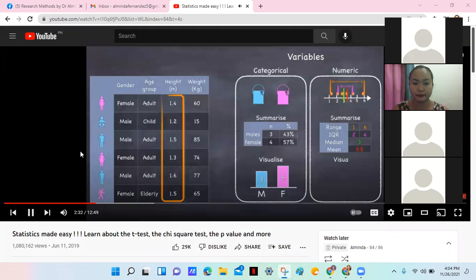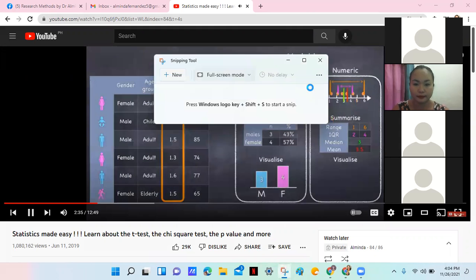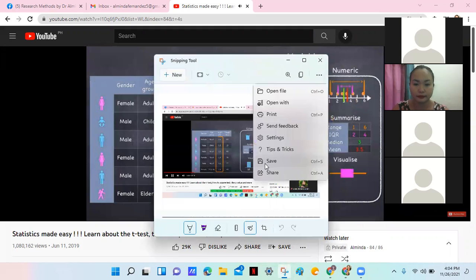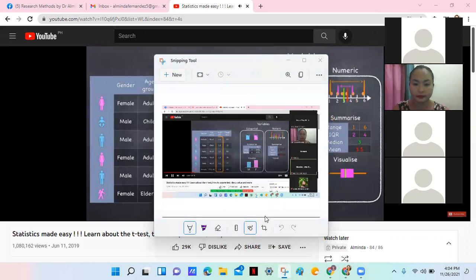We can visualize our data using a box plot, which is a visual representation of the range, the interquartile range, and the median. And of course, we can create a histogram, and this gives us the shape of the data.